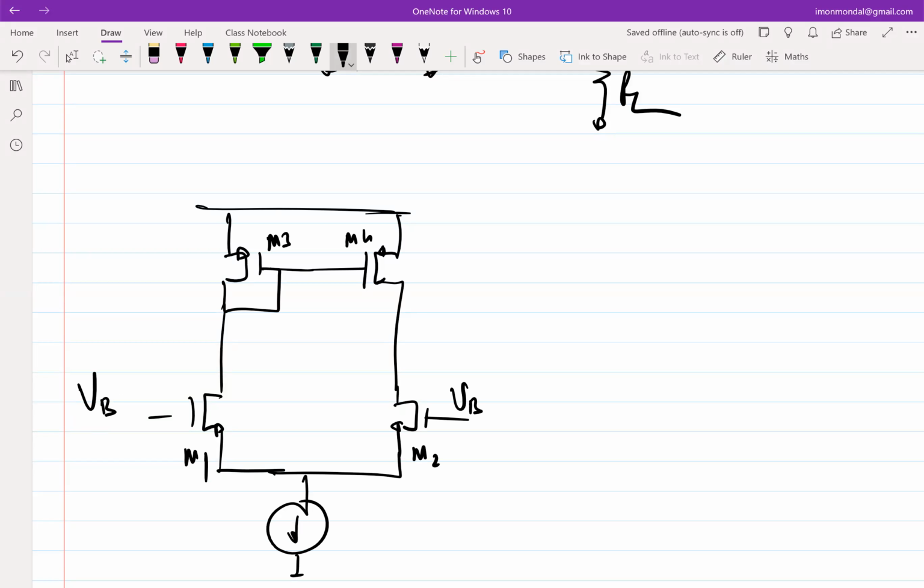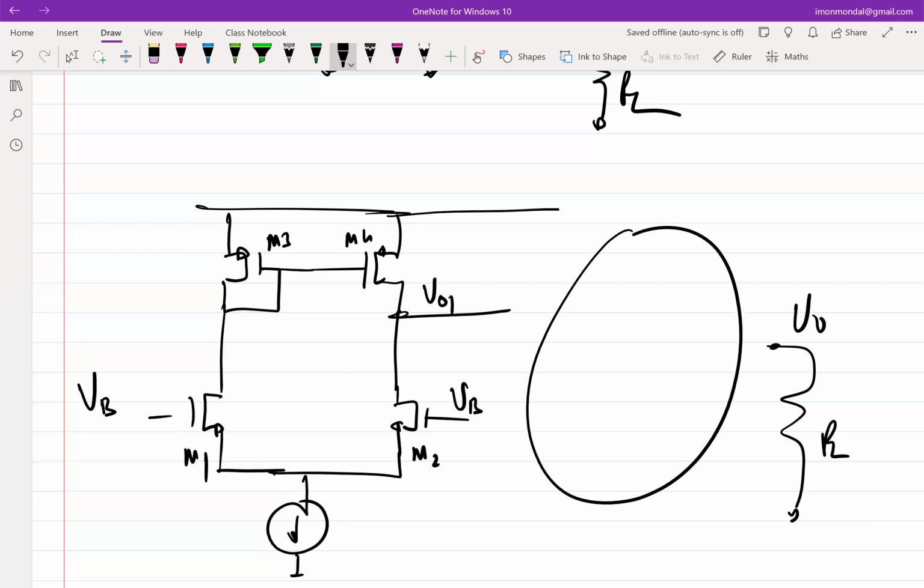VB. Now this is the output of the first stage, and here I have some RL. So I have to put a common source amplifier between the output of the first stage and the output of the second stage. So here I have to put something.